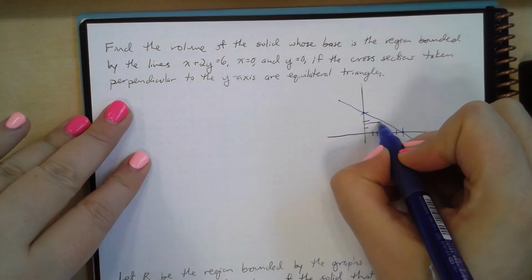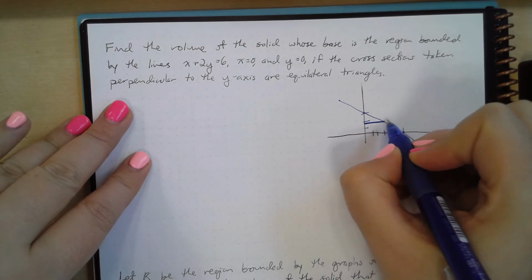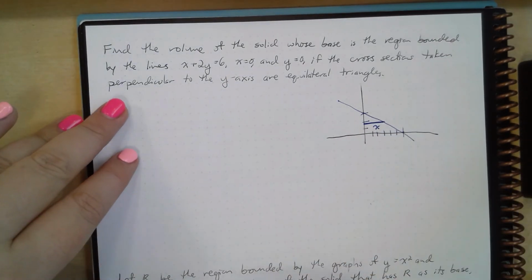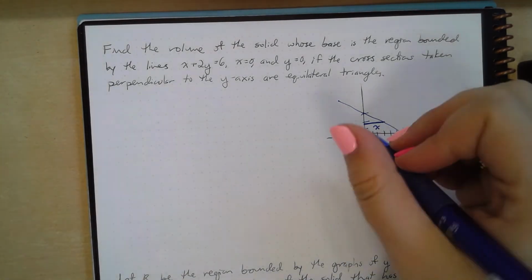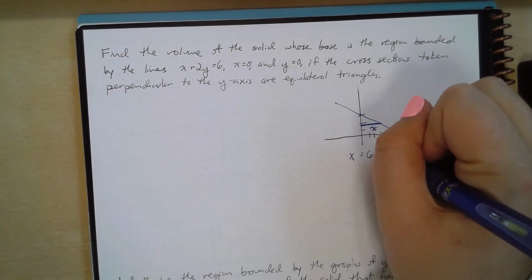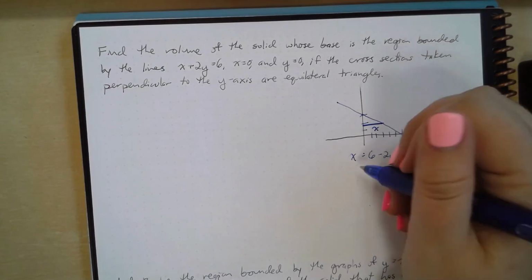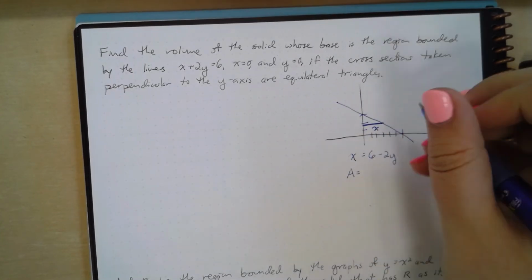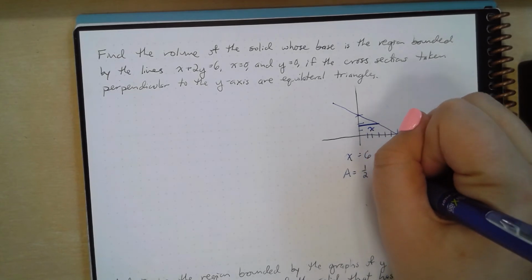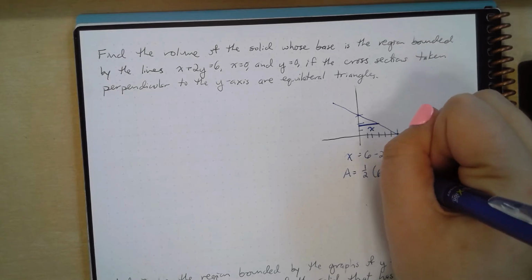So finally, we're going to deal with that axis. So what's this length right here? Well, that's what we need to find out. This length here is going to be x, right? No matter what, this is x. That's our x-axis. And x is equal to 6 minus 2y, right? So our area is going to be equal to 1/2 times our base, which is 6 minus 2y.